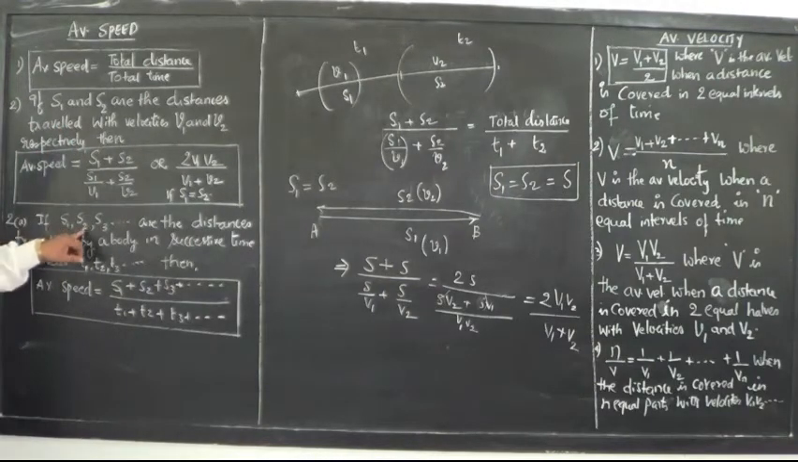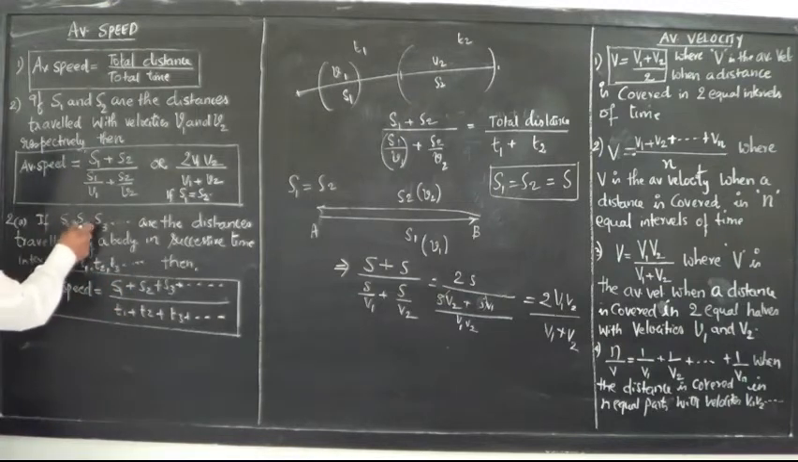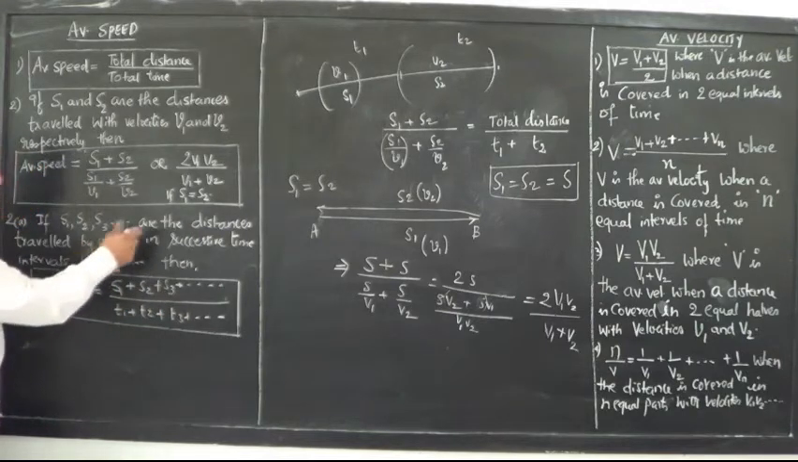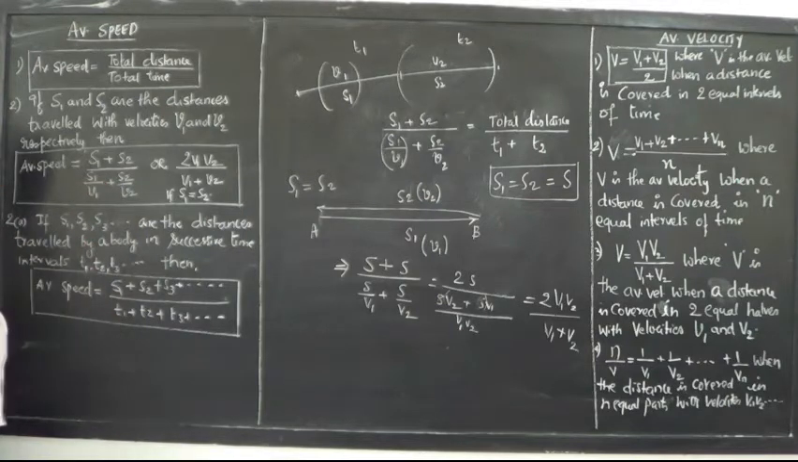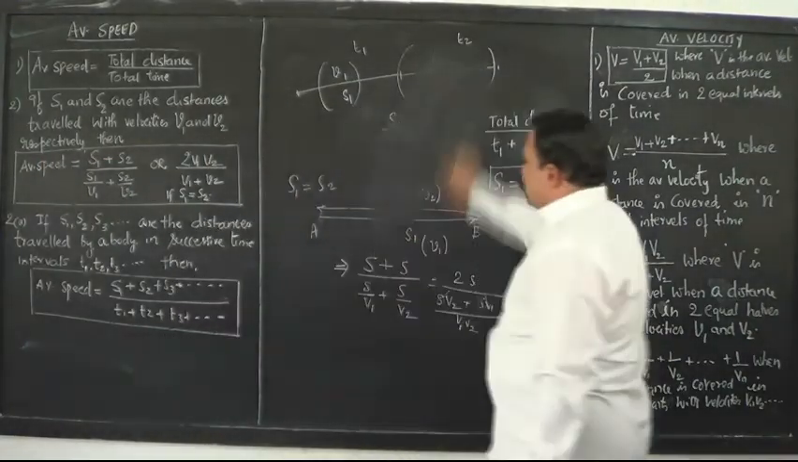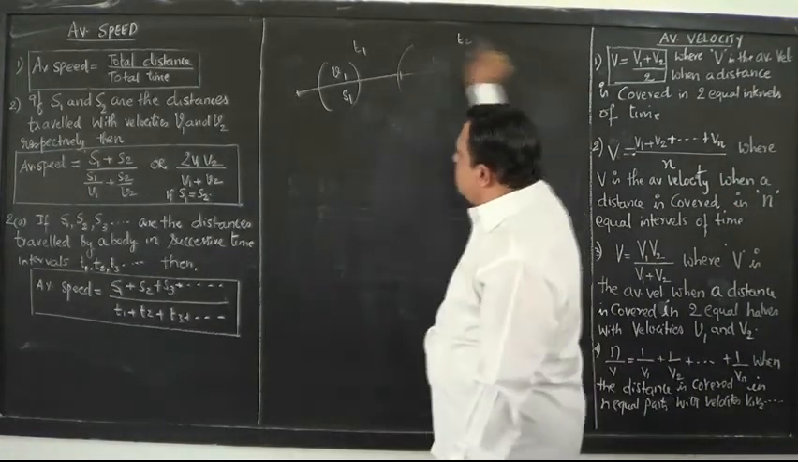Similarly, if S1, S2, S3 are the distances traveled by a body in successive time intervals, say T1, T2, T3, etc., then what is the average speed? The basic formula to find average speed is total distance over total time. Total distance is the sum of all these individual distances over total time, where T1, T2, T3 is the time of each interval. T1 is nothing but S1 by V1, distance by speed is time. And that's about the average speed. So we talk about three fundamental formulas. Fundamental basic formula number one is average speed is total distance by total time.